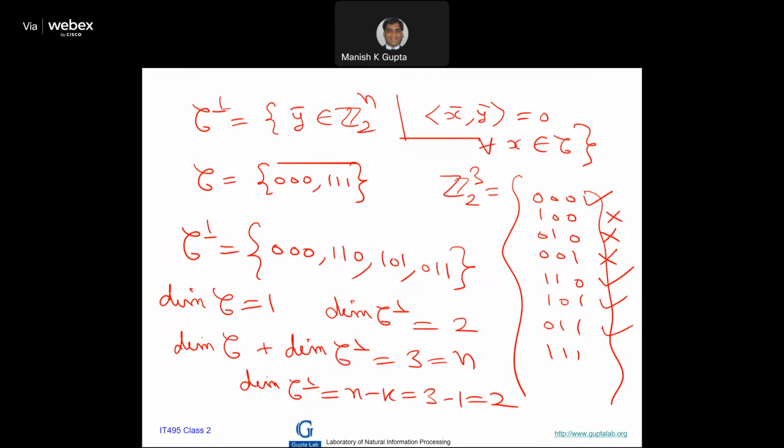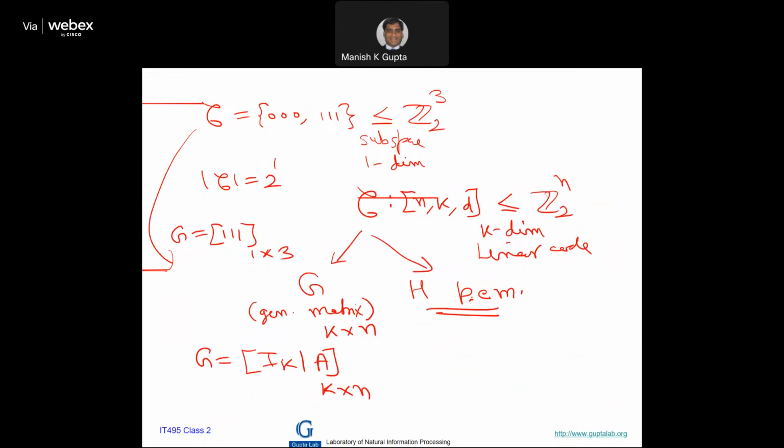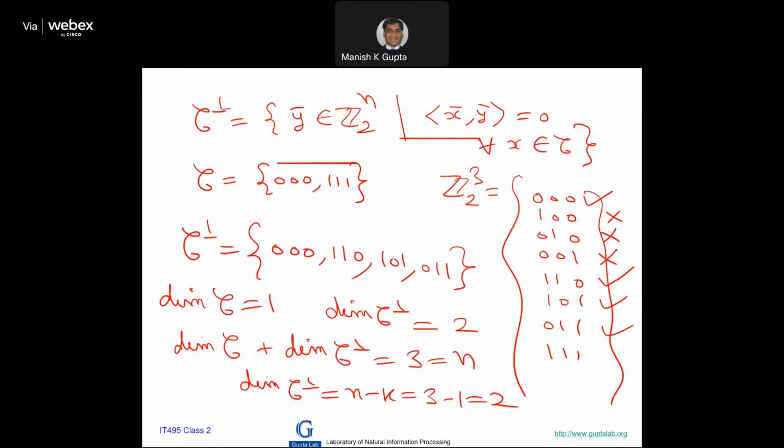So the question is, this space can be described by the generator matrix. I showed you the standard form of the generator matrix: G is equal to [I_k A]. Let me again recall how you encode the data using this generator matrix. Encoding is possible in two ways. Number one, suppose we have k bits given to us and I want to encode them.